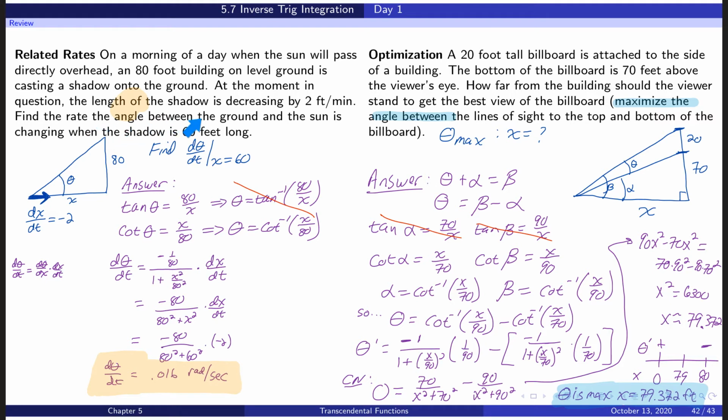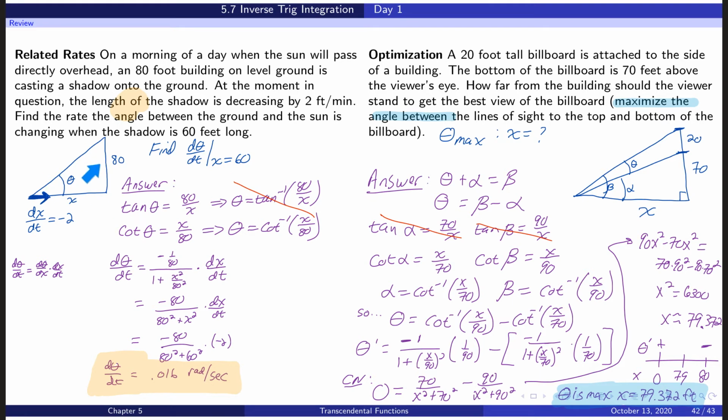Find the rate the angle between the ground and the sun is changing when the shadow is 60 feet long. So find d theta dt given x equals 60. And anytime you're given a value, you plug that in at the end. You want your x to carry along so that you can take derivatives and then substitute at the end.